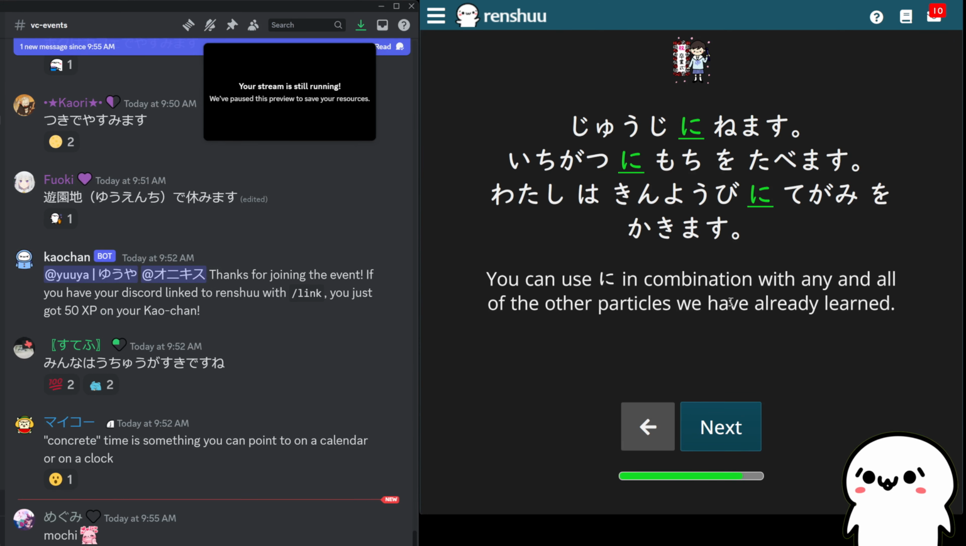Or if you're trying to get really long and show off all these things you just learned in one sentence, you could say, Watashi wa kinyoubi ni tegami o kakimasu. I will write a letter on Friday. Or probably more naturally, on Friday, I will write a letter. So we're going to use these ni markers to tell us when something is happening.